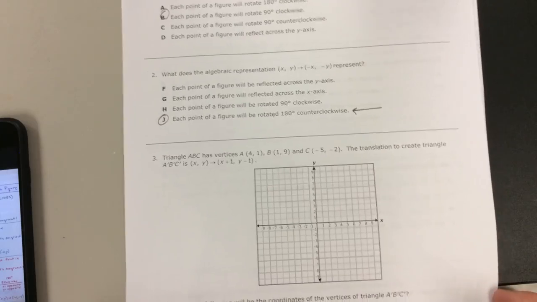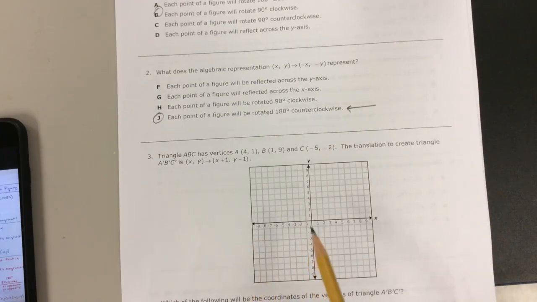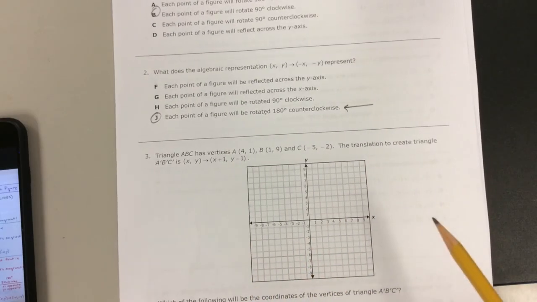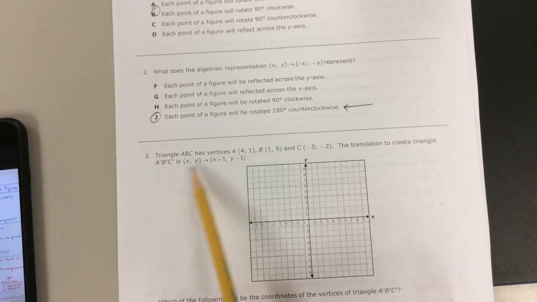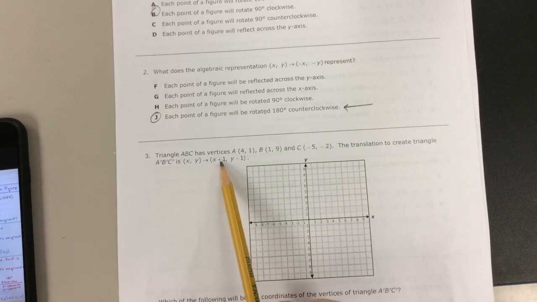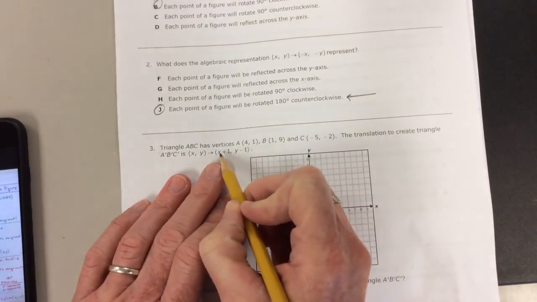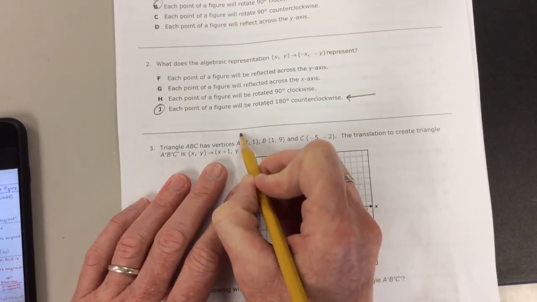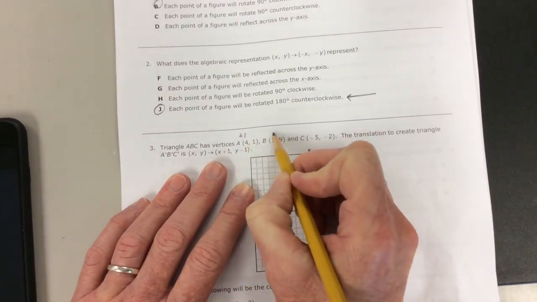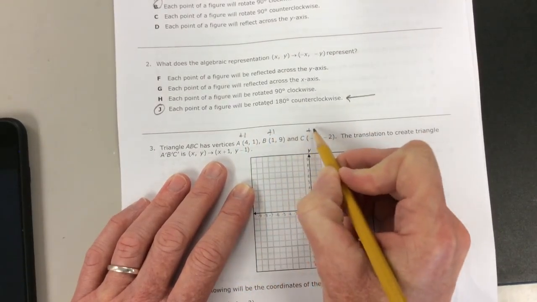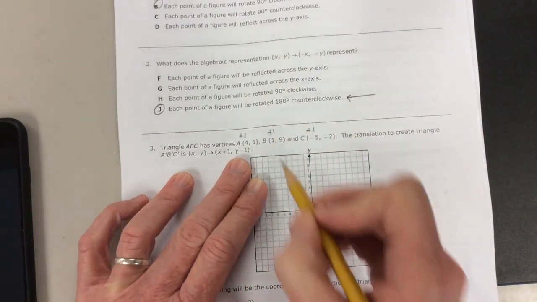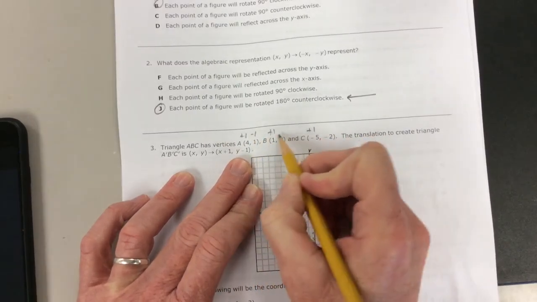That is your answer. Okay, this triangle ABC has vertices A, B, and C. The translation to create the triangle is right here. We're going to go one to the right and one down. This is the easiest way to do this problem. We know for each x, we need to add 1.